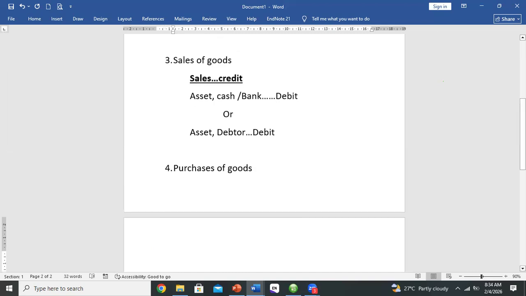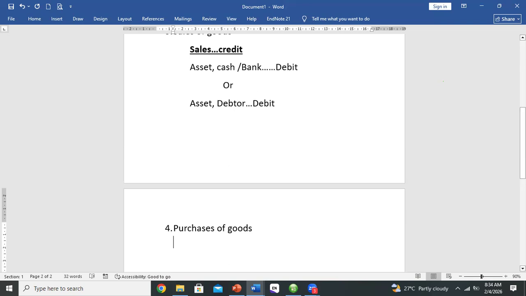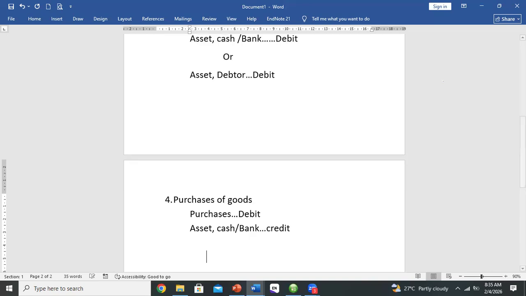So for purchase of goods, the non-negotiable account you open will be your purchases, and you debit the purchases account. The other one depends on the assets, which is cash or bank. You credit it, or if it is on credit, then this time you have a liability. That's the creditor. You credit.